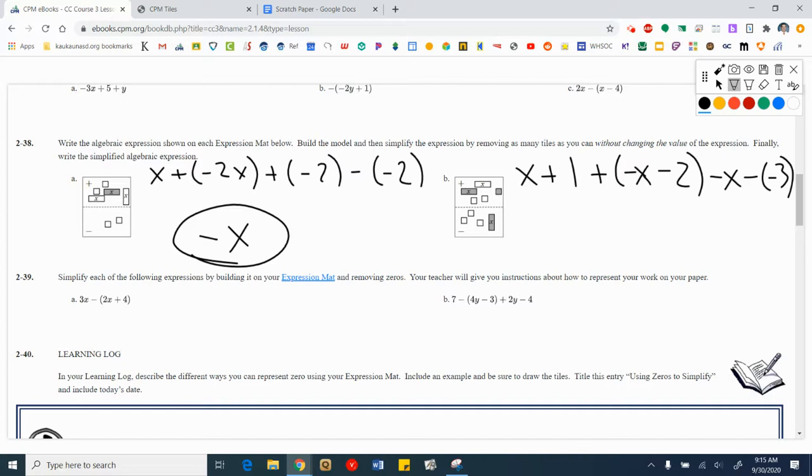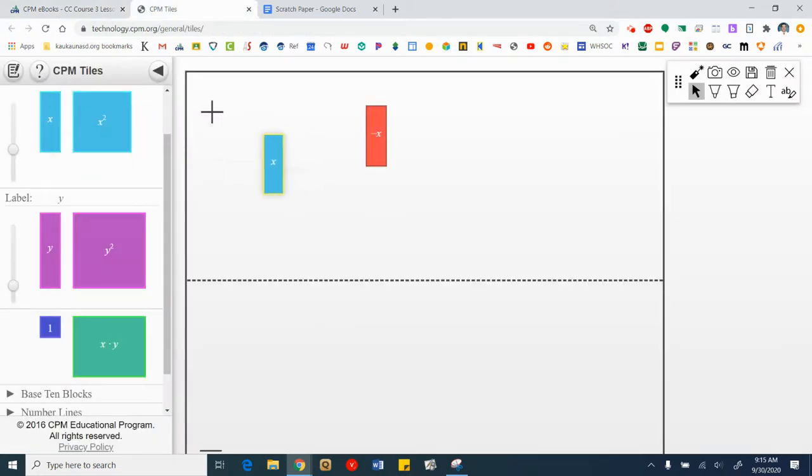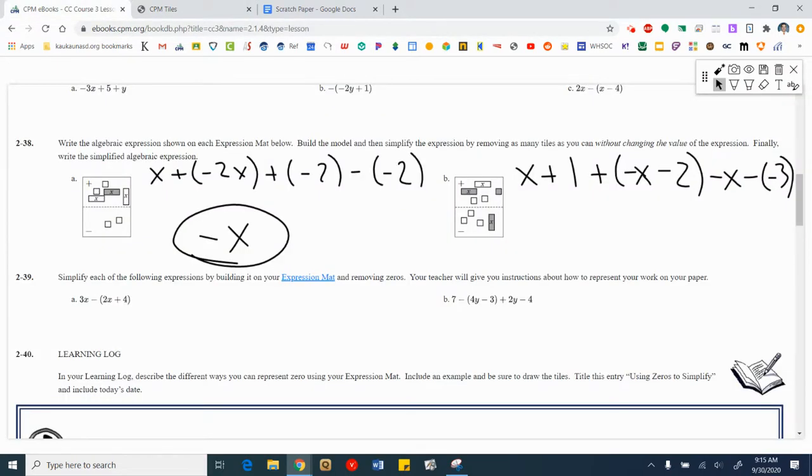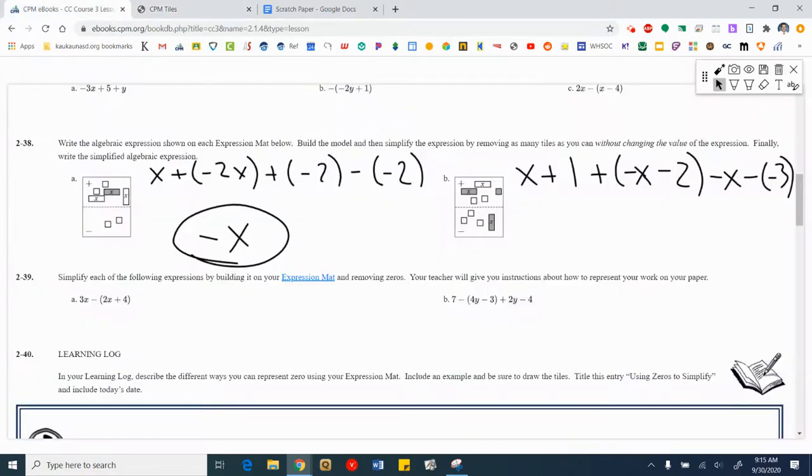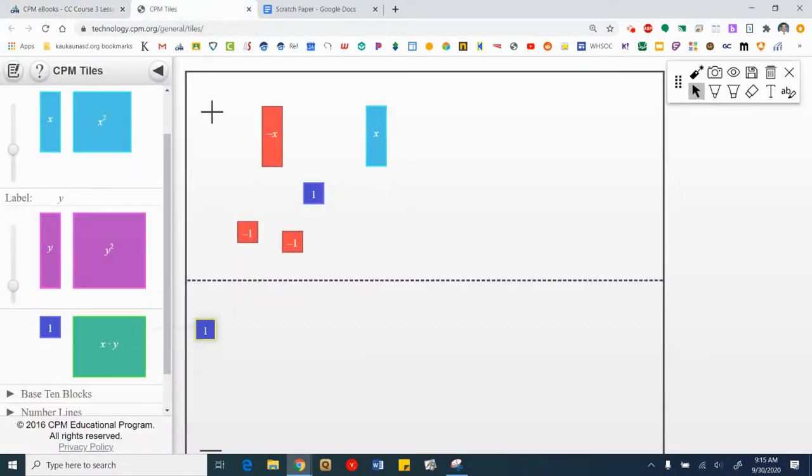All right, if I want to build that, x plus 1 plus a negative x plus a negative 2. And then I'm going to take away an x and a negative 3. So minus x and minus negative 3.